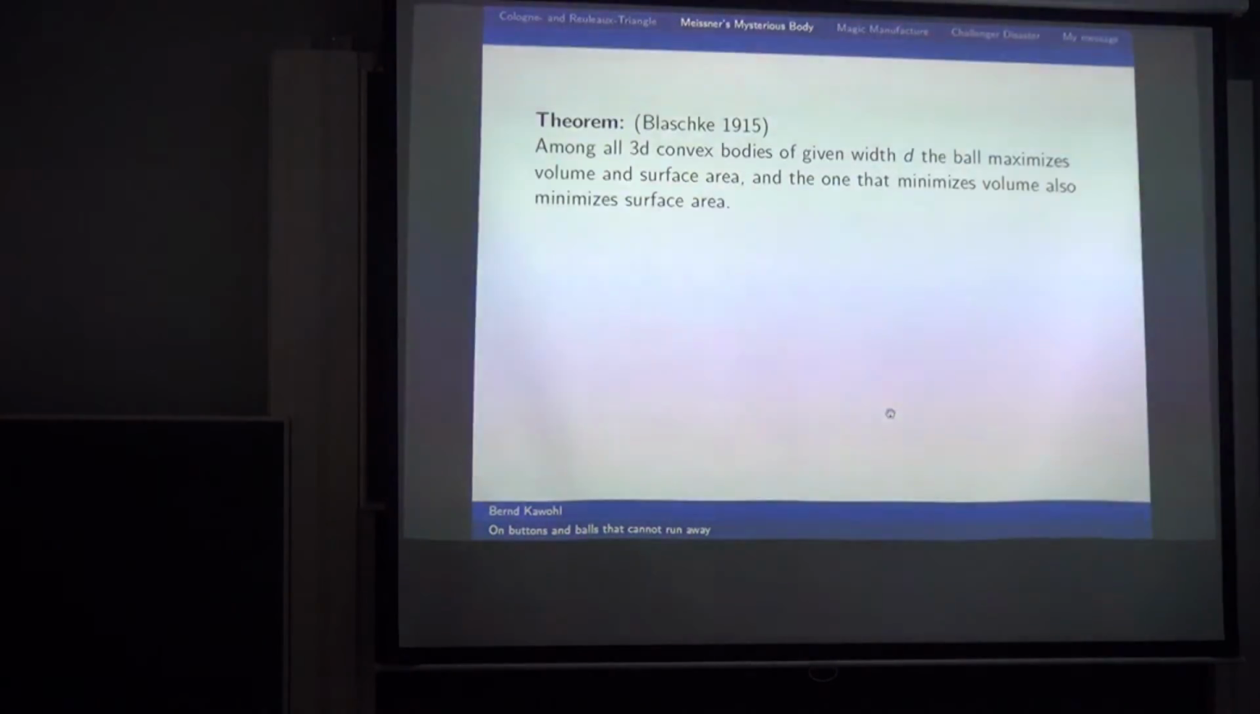Now there's an old theorem of Blaschke, 100 years old, that says among all 3-dimensional bodies of given width, the ball maximizes volume and surface area, and different sets have different surface area, even though they have the same width. So this is a difference between the 2- and 3-dimensional situation. And the one that minimizes volume also minimizes surface area. In fact, Blaschke gives a formula how they are related to each other.